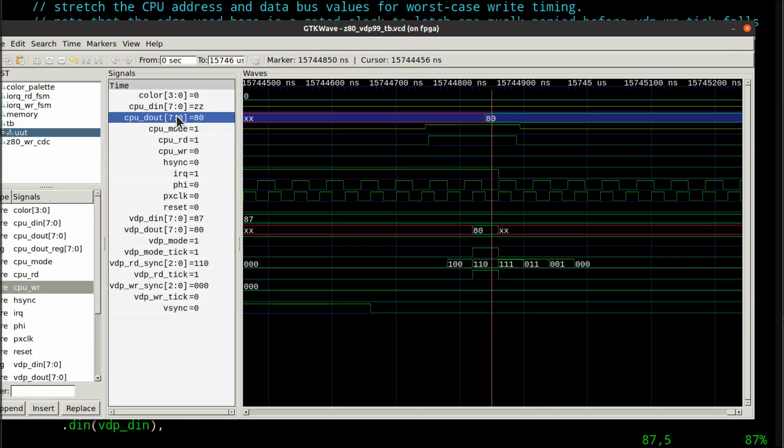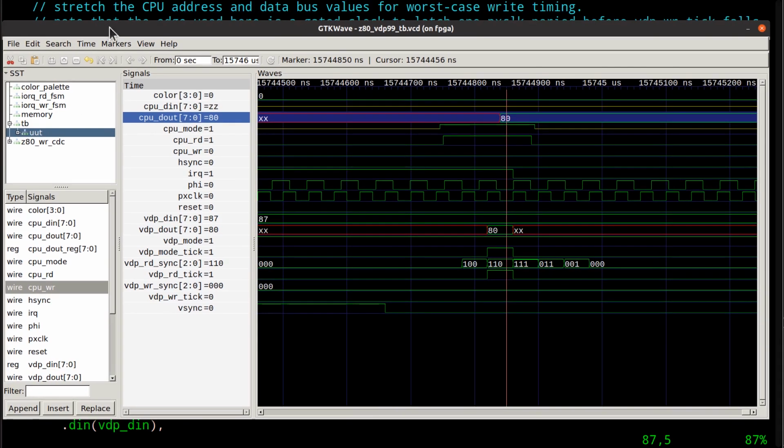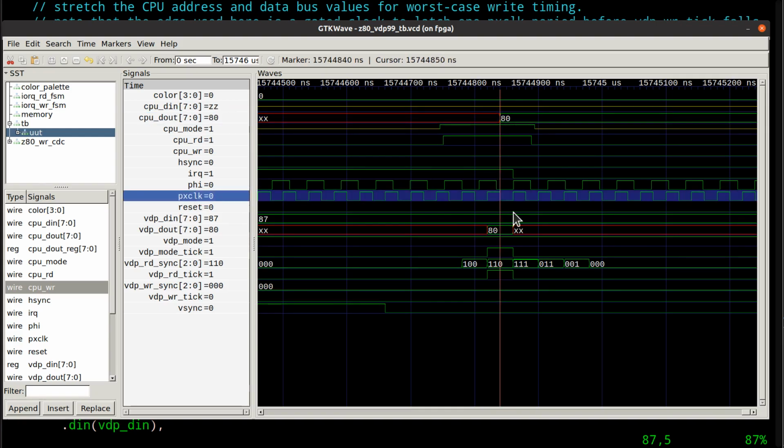So what happens here is this is the CPU D out in the unit under test here. And this is the value that we want to give back to the CPU. And you can see it goes active at a really weird time. There's no rising edge here. It goes active. It goes stable. It becomes stable on the falling edge of the PIX clock during the read tick pulse.